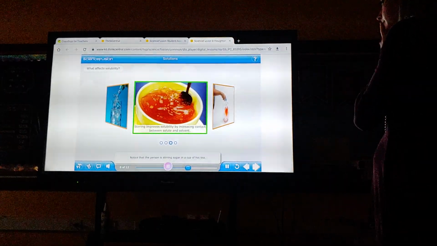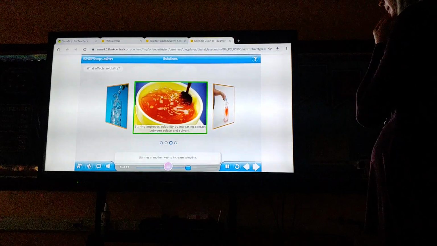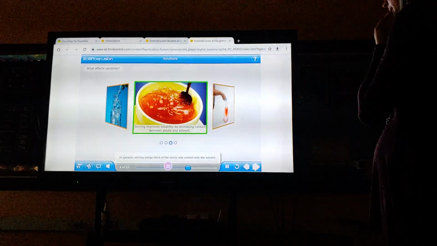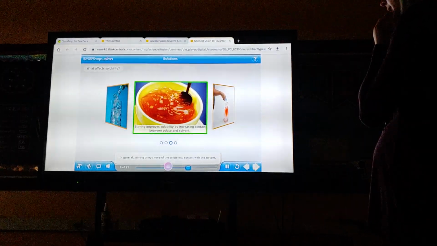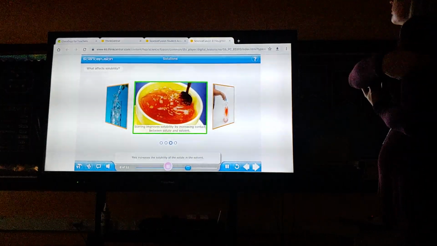Notice that the person is stirring sugar in a cup of hot tea. Stirring is another way to increase solubility. In general, stirring brings more of the solute into contact with the solvent. This increases the solubility of the solute in the solvent.